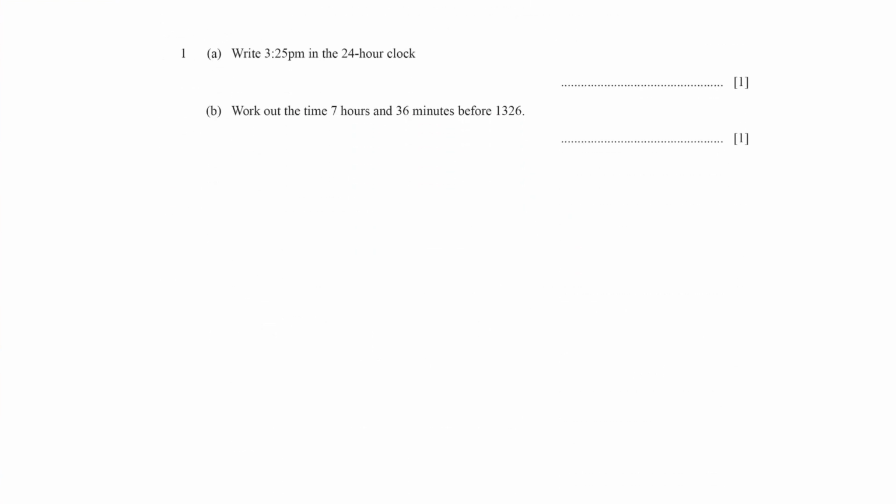Start with the first question. We have to write 3:25 p.m. in the 24-hour clock. In order to write 3:25 in the 24-hour clock, we just need to add 12 to this, so it's going to be 15:25. So the answer is 15:25.